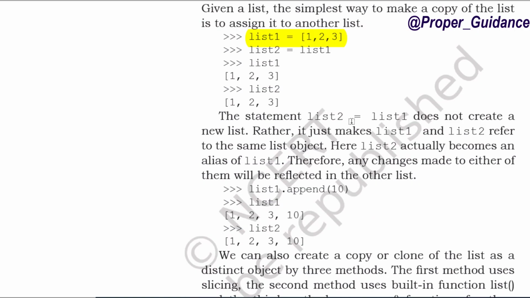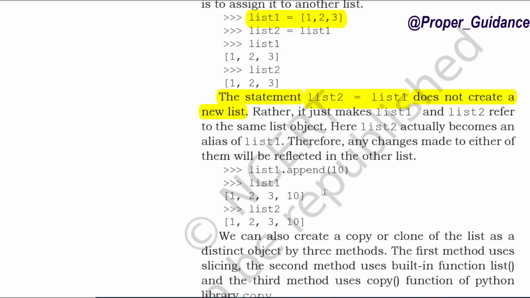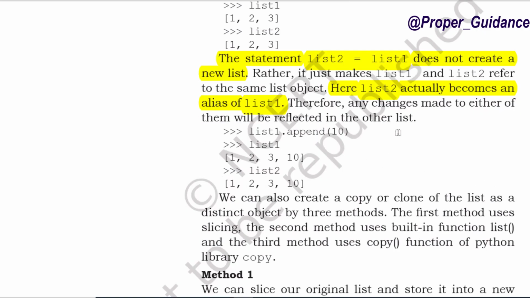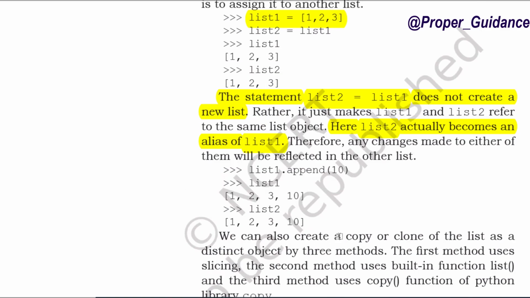Clear? The statement list2 = list1 does not create a new list. Rather, this statement is important, the statement list2 = list1 does not create a new list. Rather, it just makes list1 and list2 refer to the same list object. Same object, it is just referring. Here, list2 actually becomes an alias of list1. This is a very vital point. This is working as an alias. Therefore, any changes made to either of them will be reflected in the other list. If I change list1, it will affect list2, as well as if we change list2, it will affect list1.